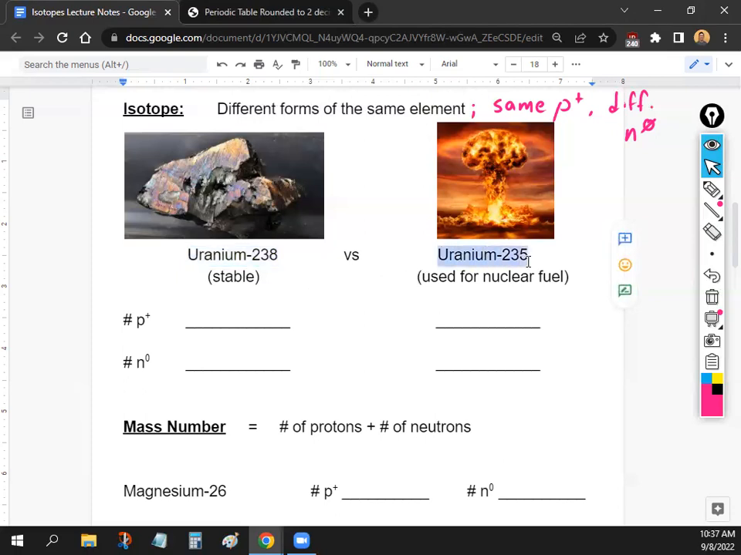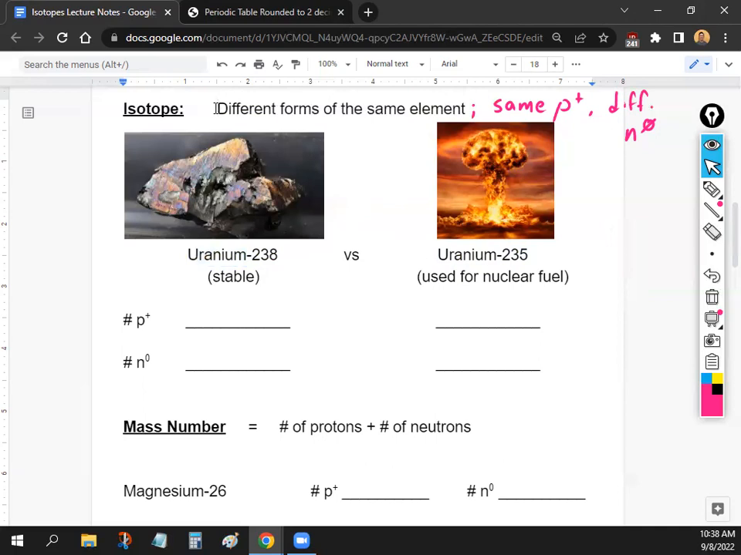Okay, however, you change the number of neutrons, you get uranium-235. And uranium-235 is radioactive. If you hold it, you'll most likely die. If it's a very small piece, it'll give you radioactive poisoning. You might get cancer later on in your life, and we use it for nuclear fuel. So they're completely different in terms of their characteristics, but they're still the same element. The only thing that's different is the number of neutrons, okay? So let's figure out how many protons and neutrons there are and what the difference between the two are.